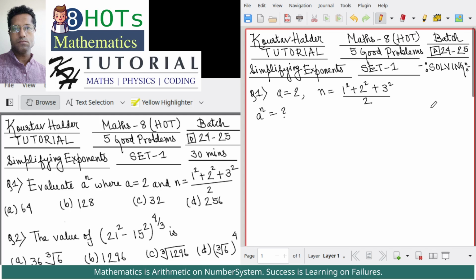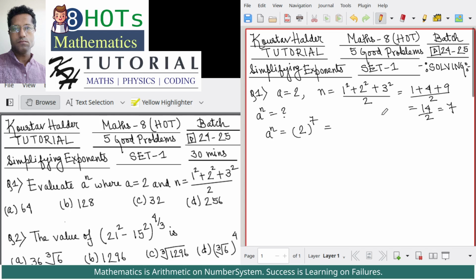Since 1 square plus 2 square plus 3 square is only 3 numbers, and the squares of these numbers will be relatively small, you can easily compute the value of n. So this will be equal to (1 plus 4 plus 9) by 2, which is 14 by 2, and this is equal to 7. So now we have to find a to the power n. A to the power n becomes 2 to the power 7.